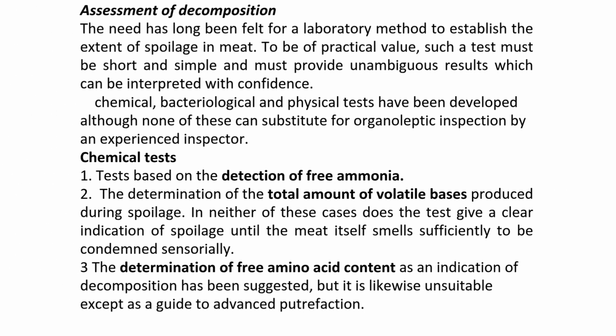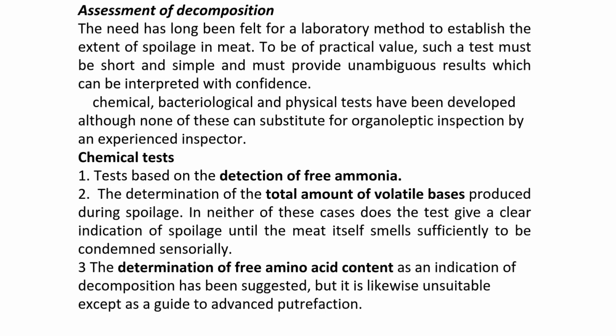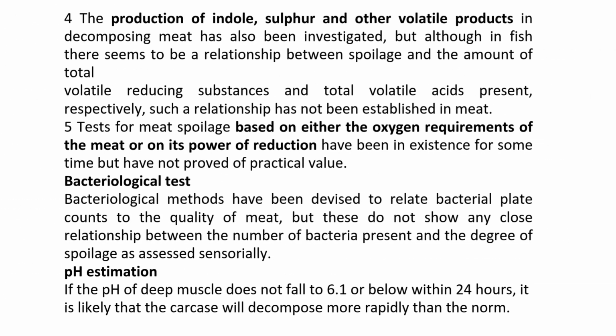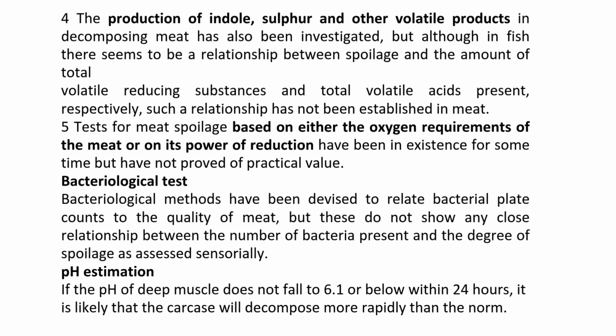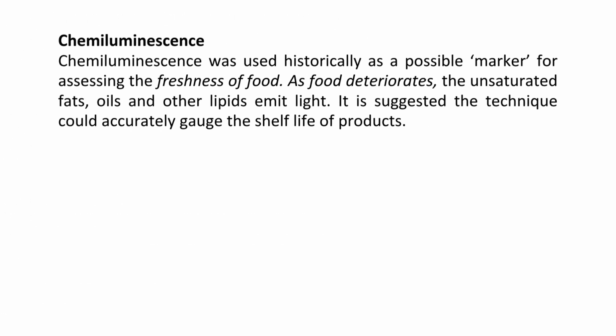Finally, how do we assess decomposition? Various chemical, bacteriological, and physical tests exist, but none can fully substitute for the organoleptic inspection by an experienced inspector. Chemical tests might detect ammonia or volatile bases. Bacteriological tests count bacteria, but this doesn't always correlate with the sensory spoilage. Measuring the pH of deep muscle is also a useful indicator. An interesting historical method is chemiluminescence, which measures the light emitted by deteriorating fats to gauge freshness.